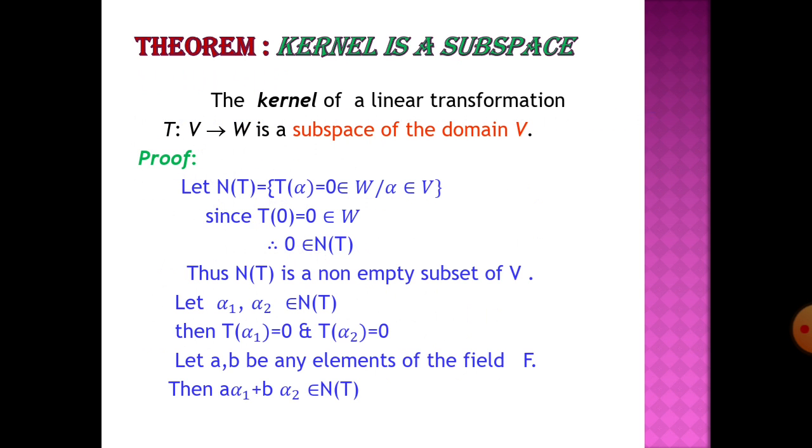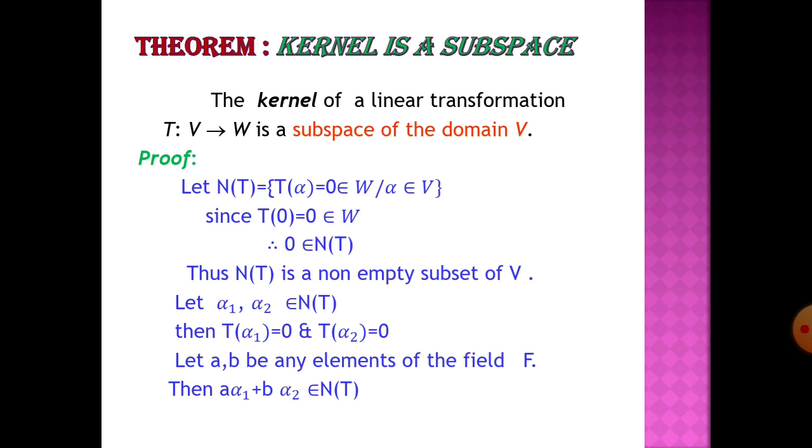Next theorem: the kernel is a subspace. The kernel of a linear transformation T, a function from V to W, is a subspace of the domain V. Proof. Let N of T be the set of alpha in V such that T of alpha equals 0, which belongs to W. Since T of 0 is equal to 0 in W, which we already know, 0 belongs to N of T. Therefore, N of T is a non-empty subset of V.